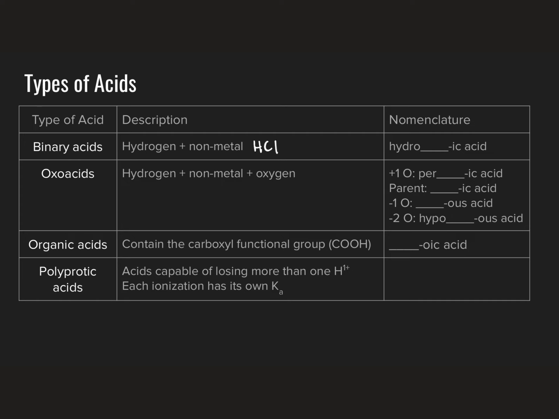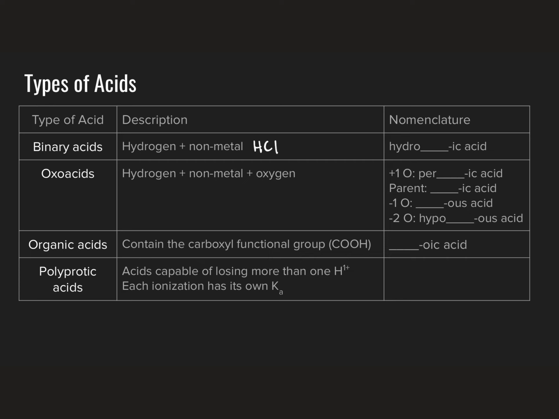For the nomenclature involving binary acids, as a bit of a review from last year, recall for binary acids, we give them the prefix hydro, and then the stem of the nonmetal's name, and then the suffix ic acid. So again, for HCl, it would be hydrochloric acid. For H2S, it would be hydrosulfuric acid.